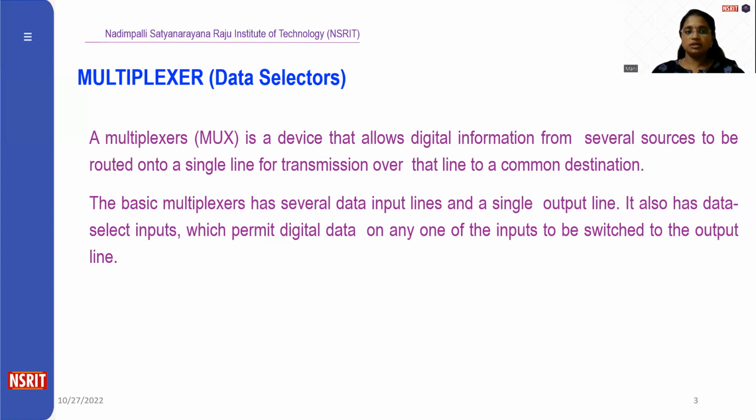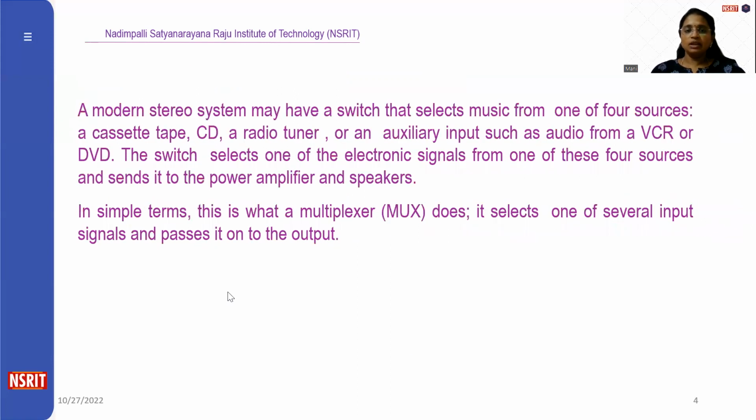So the multiplexer is nothing but a data selector, which selects data from multiple lines and transmits the data to a destination. The basic multiplexer has several data input lines and a single output line. It also has data select inputs which permit digital data on any one of the inputs to be switched to the output line.